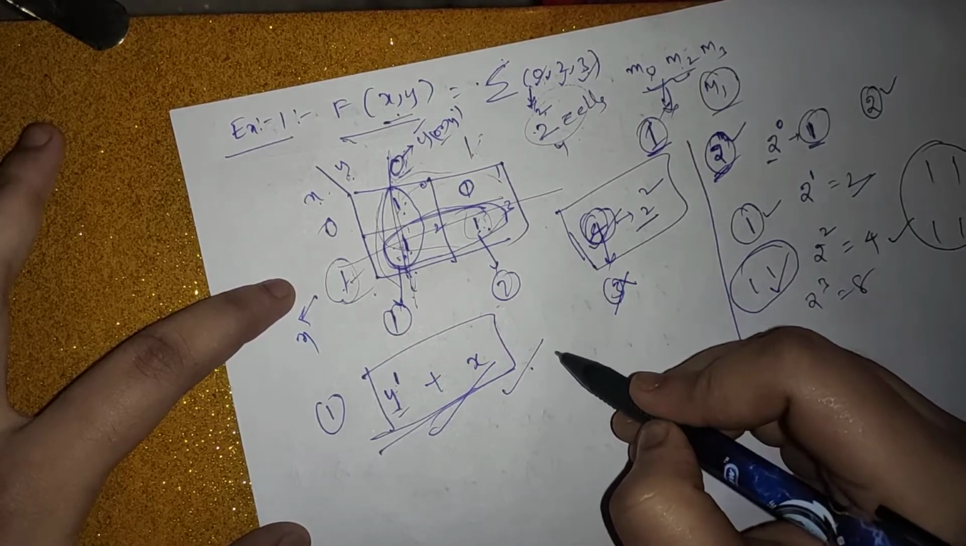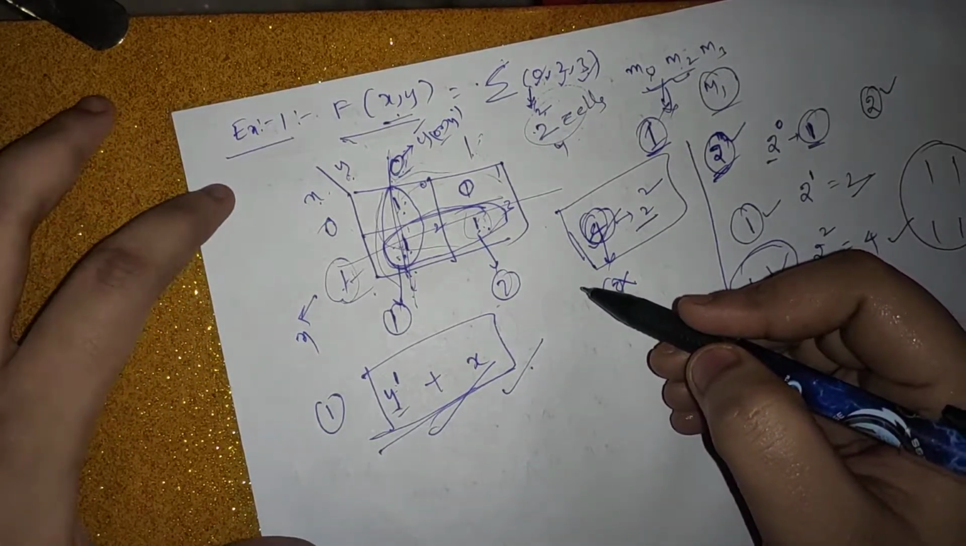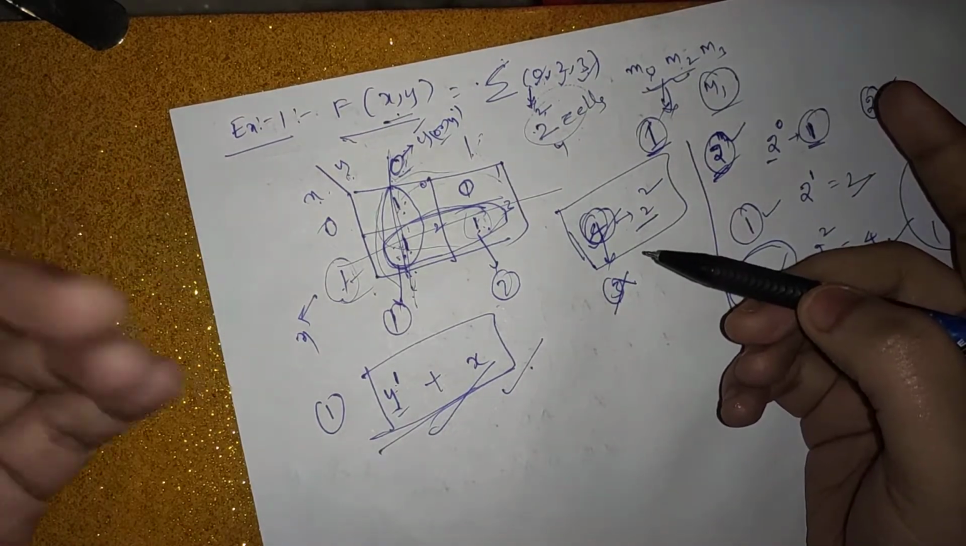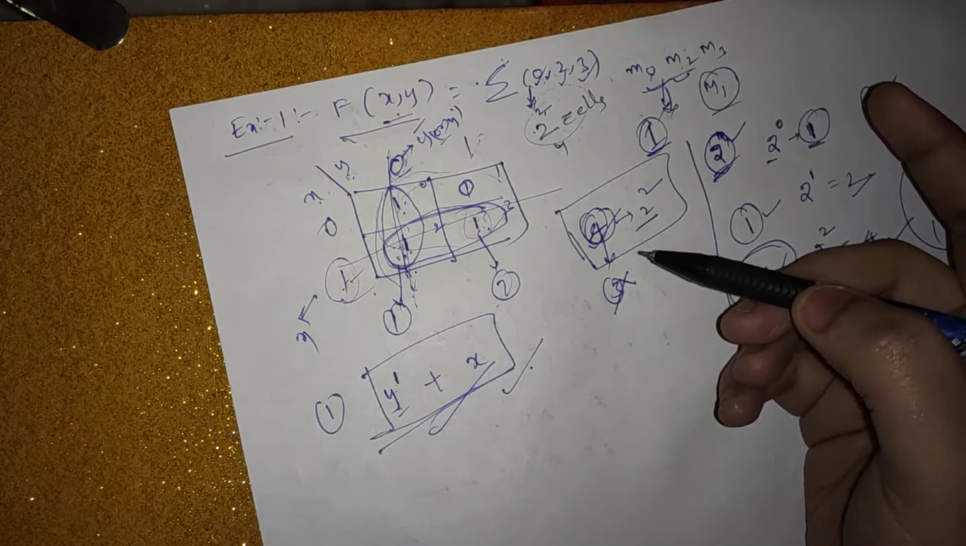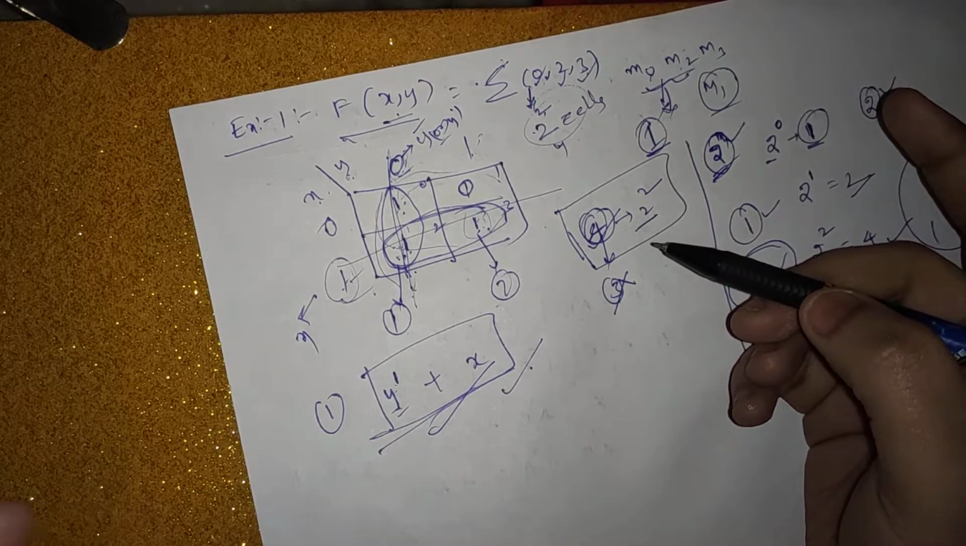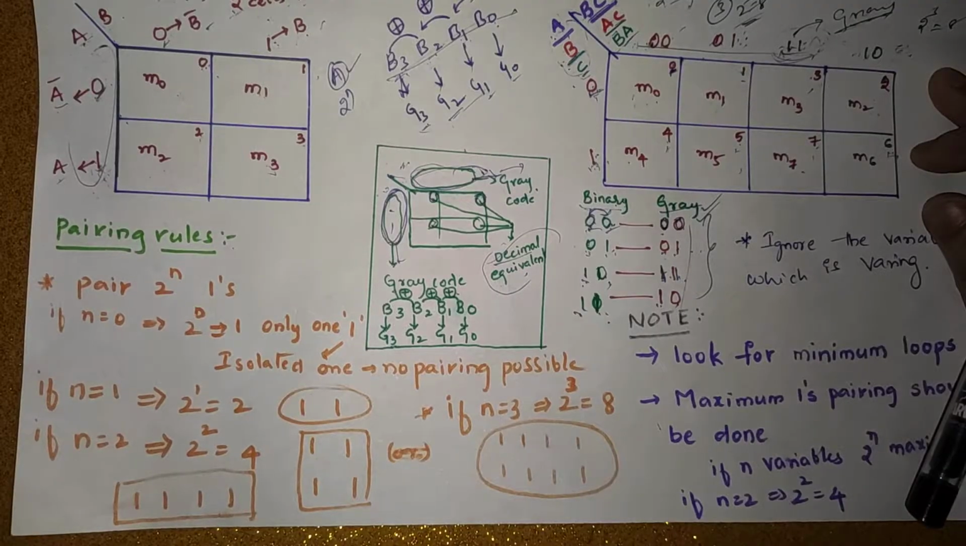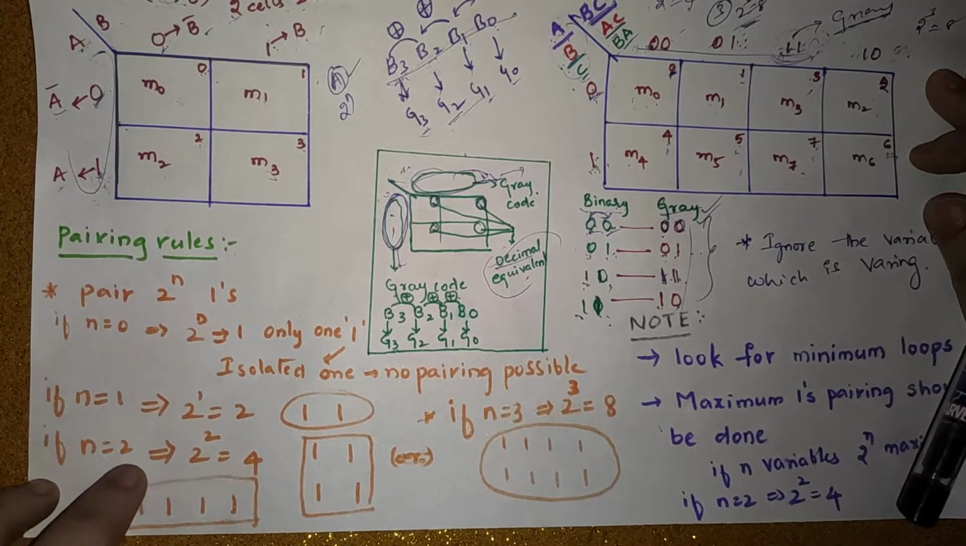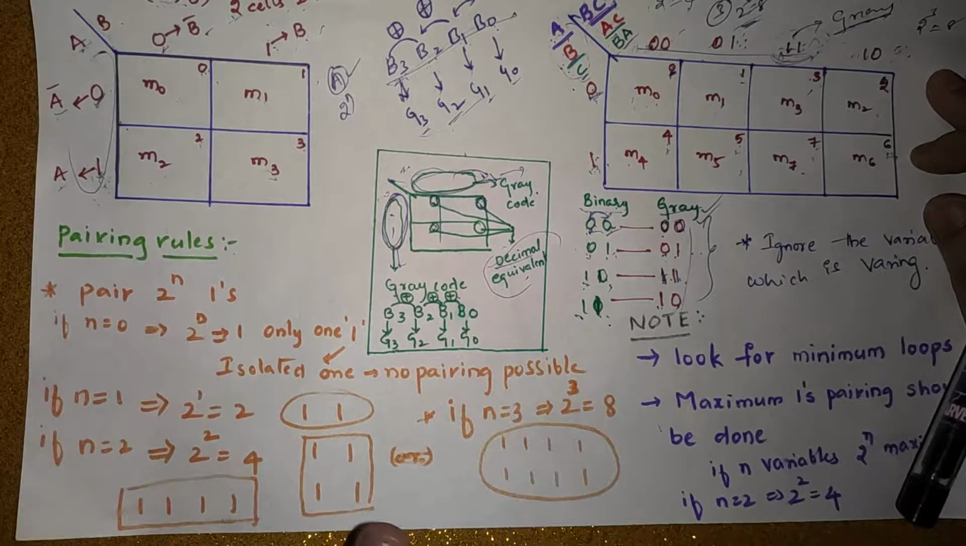Okay, this is one of the examples. You can do 2 variables easily, but for 3 variables it is somewhat difficult, even though it will be easy if you practice more. So now we have seen the example. In that example, what we have learnt is the 2 variable K-map.